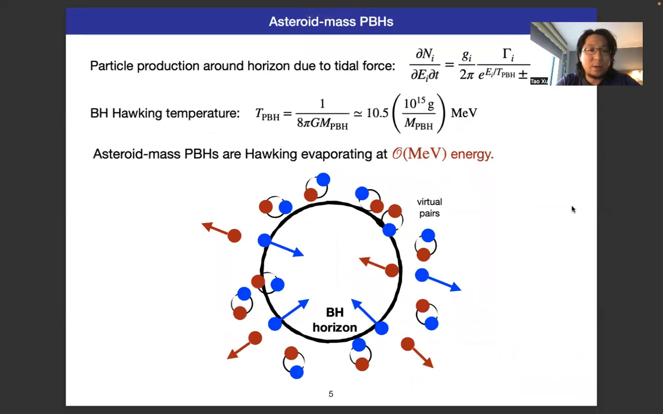Hawking radiation tells us that particles can be produced by the tidal force around the black hole horizon, and the particle production spectrum is close to a black body shape. The Hawking temperature of the primordial black hole is inversely proportional to the black hole mass. That means for a primordial black hole of 10^15 grams, the Hawking temperature can be as high as 10 MeV.